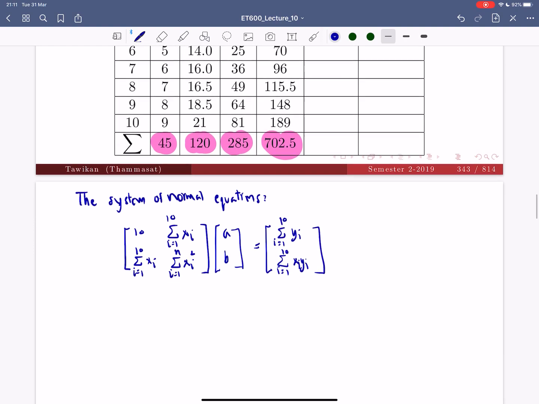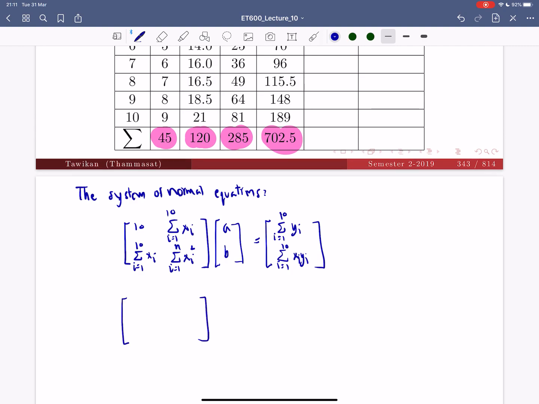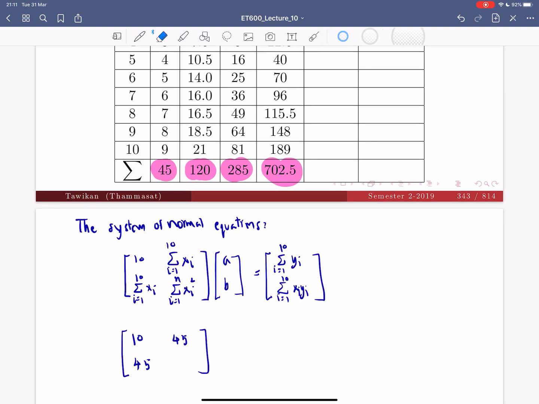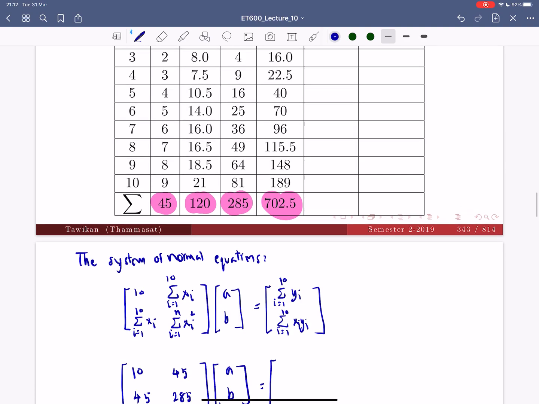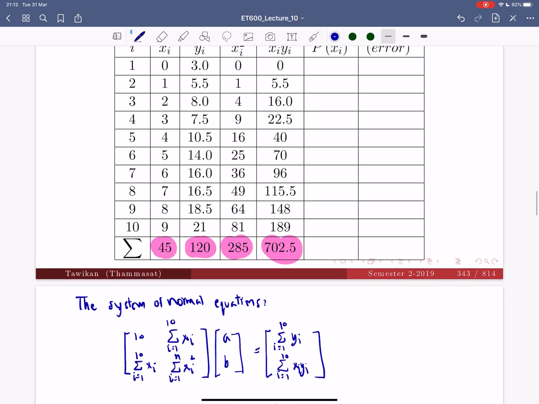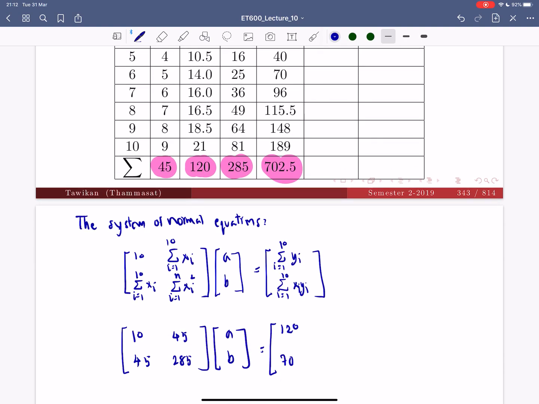So for your matrix, you just bring all those values down here. 10 goes here, 45 goes there, 45, and that spot is summation of xi squared, which is 285. And you put that vector right down. Summation of yi is 120. And then summation of xi yi is 702.5. So this is the system to be solved for the constants a and b.